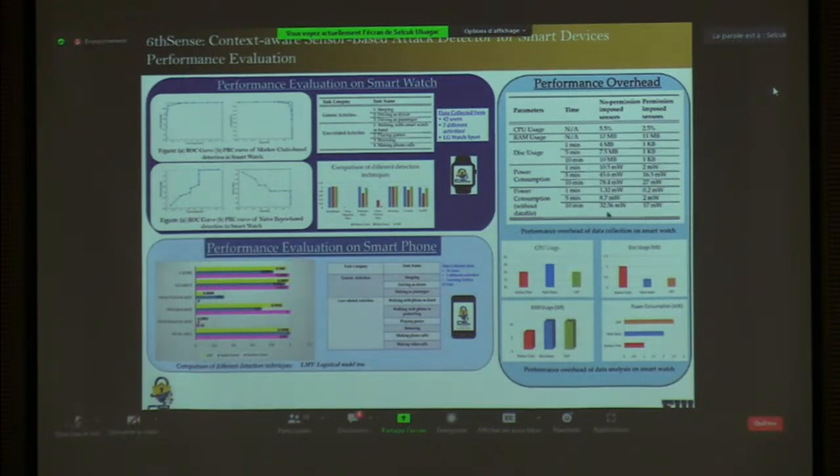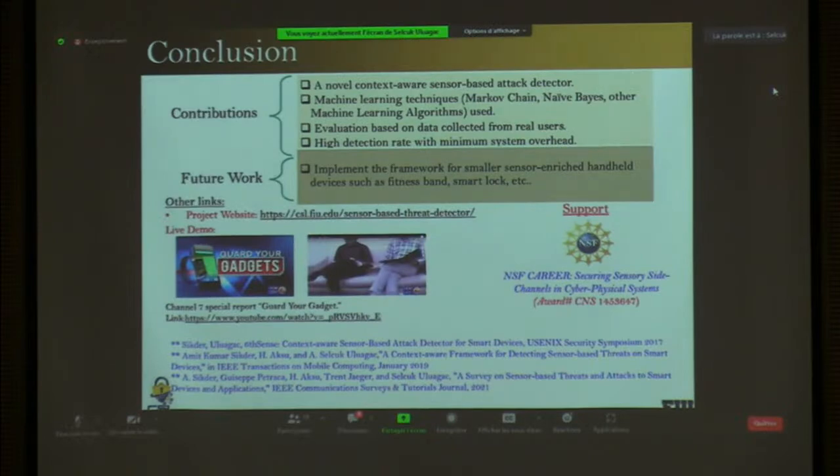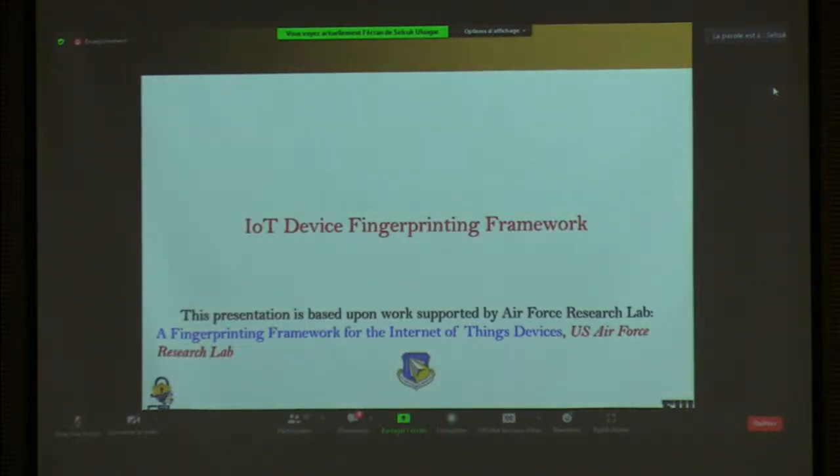We also looked at the performance overhead because in order to claim that our work is really good, we needed to show that it was creating minimal overhead on the devices and applications. So this was very novel at that time, a novel context-aware sensor-based attack detector. Context awareness is very important when we move into the 6G, 5G realization of large-scale IoT networks and IoT applications. So my keyword for the future is context-aware computing, for anyone who's interested in furthering these types of studies.